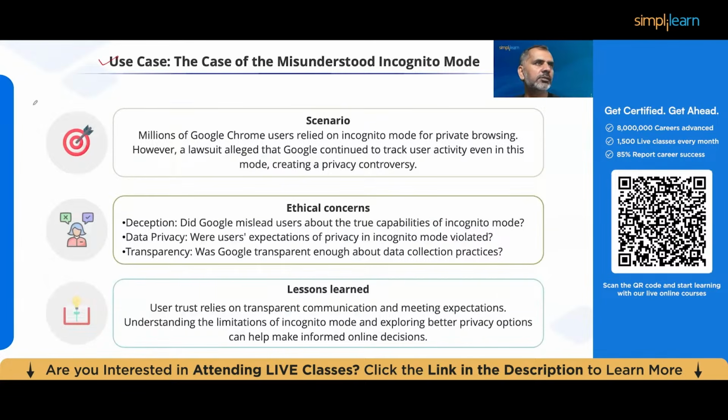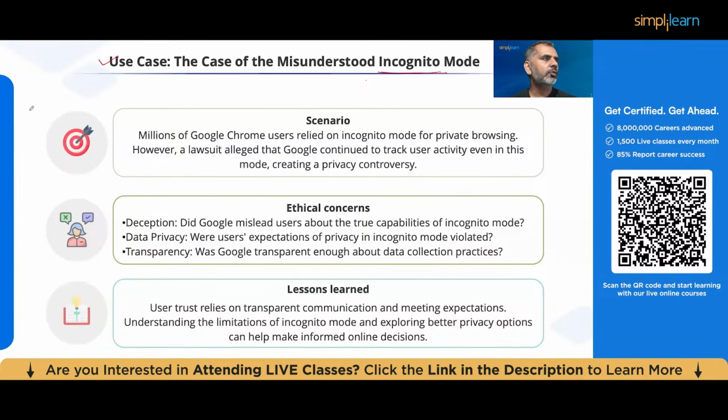One use case related to the lack of transparency is Google's incognito mode. I hope you have seen the incognito mode of Google Chrome. What is the purpose of that? Why do we use incognito mode? How is it different from normal Chrome? No cookies saved, no history, no passwords saved.